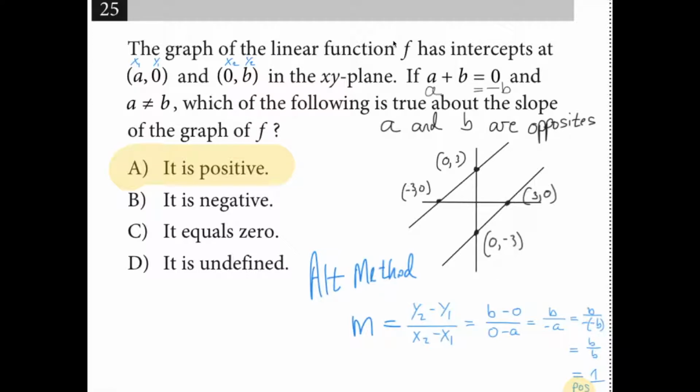The graph of the linear function f has intercepts at (a, 0) and (0, b) in the xy plane. If a plus b equals 0, and another way of saying that, reorganizing things, if a is equal to negative b, if a and b are opposites, and they're not equal to each other, which of the following is true about the slope of the graph of f?